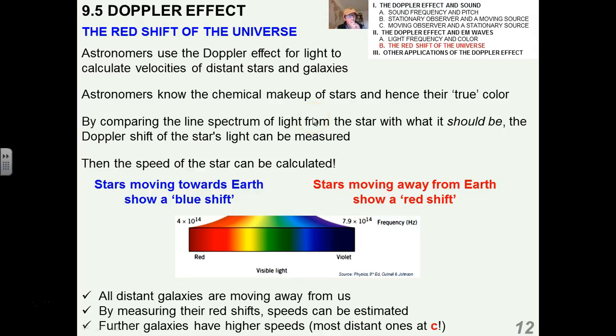It turns out that all distant galaxies, when you look anywhere in the universe in the night sky, everything is moving away from us. And by measuring their redshifts, their speeds can be estimated. Further galaxies have higher speeds. The most distant ones are moving away from us at the speed of light. And this has to do with a lot of astrophysics, which we'll talk about later. This is one of my favorite topics in the universe, okay?